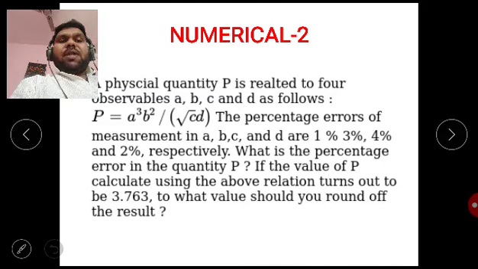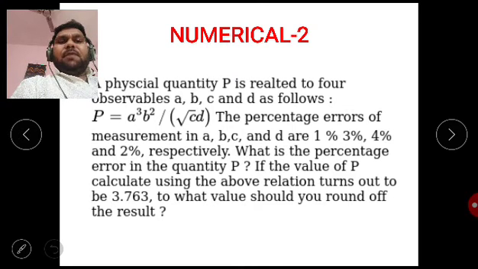We are going to calculate the percentage error in the quantity P by using a concept called propagation of errors. We have studied how errors propagate, and we have already covered the topic in another video on units and measurement. Please go through that. We know that for propagation of errors, 5 cases are there: addition, subtraction, multiplication, division and exponent. So we will use that concept here, and we will arrive at the formula.